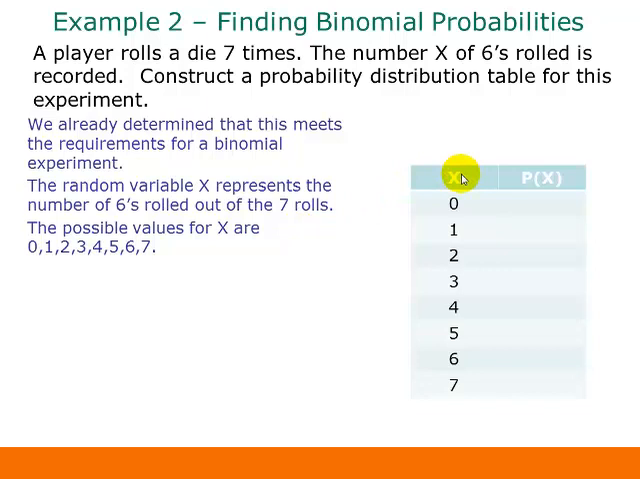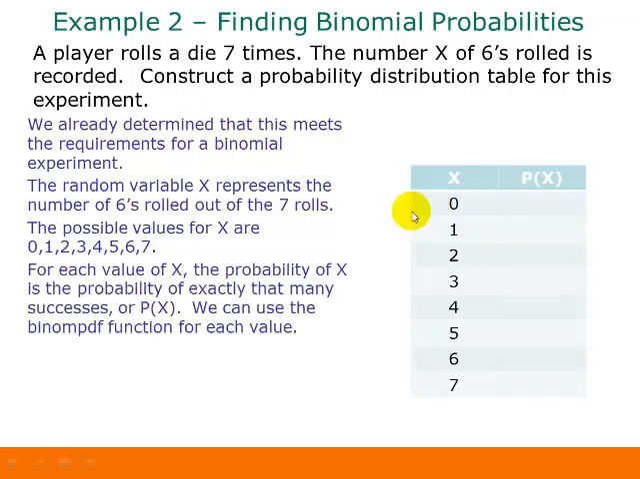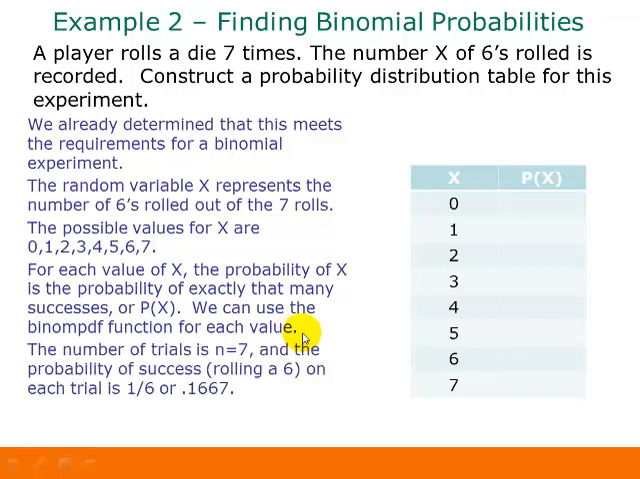So for our probability distribution, we've got x, and in this column we have all the possible values for x, so from 0 up to 7. Now to fill in the other column, we have to find the probabilities for each of those values. For each value of x, the probability of x is the probability of exactly that many successes. So what we can do is use the binomial PDF function to calculate each probability value.